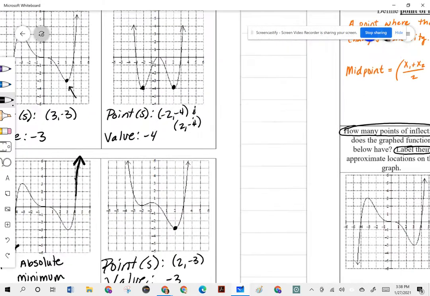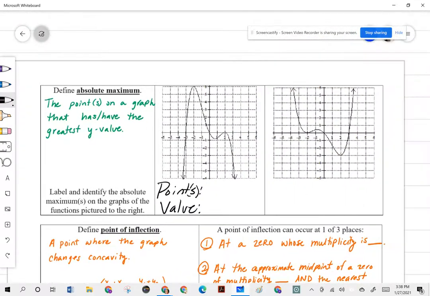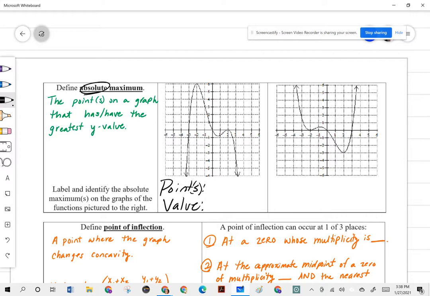All right, so now let's take a look at some vocabulary here for absolute maximum. It's absolutely the highest point on the graph. I could definitely see that the point right there looks like (-2, 6). So we'll have (-2, 6), and that maximum value is 6. But notice on this one, there is no highest y value because it goes on forever. So there is no absolute maximum.